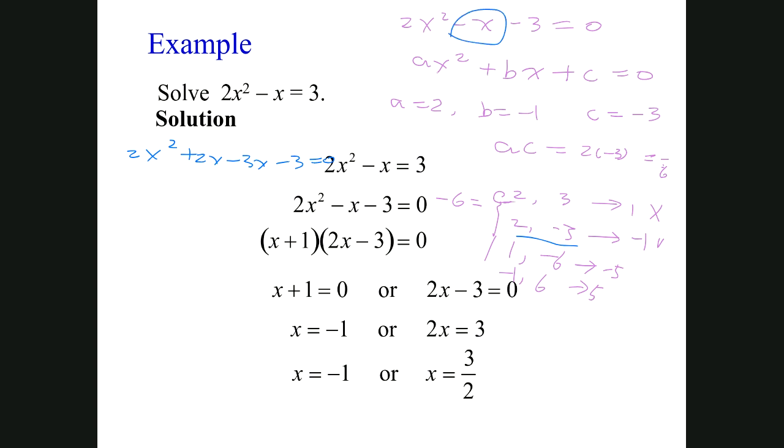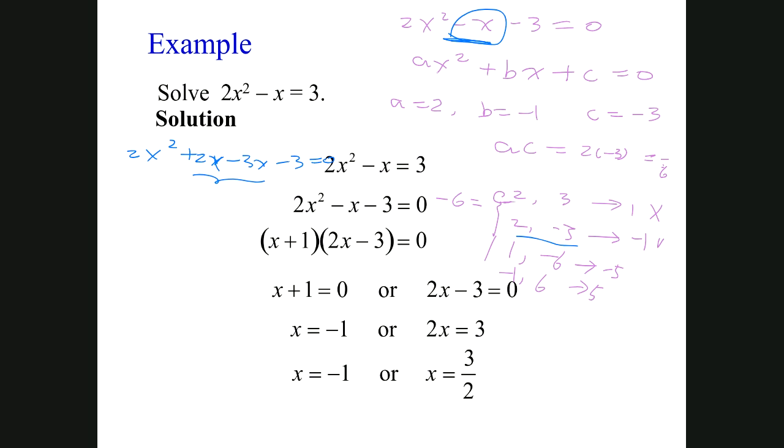I break down my negative x here into two terms. I have 2x minus 3x, so 2x minus 3x is equal to negative x. That means this is the same as the previous one, right? And that is called the AC method. I break the middle term into two terms.